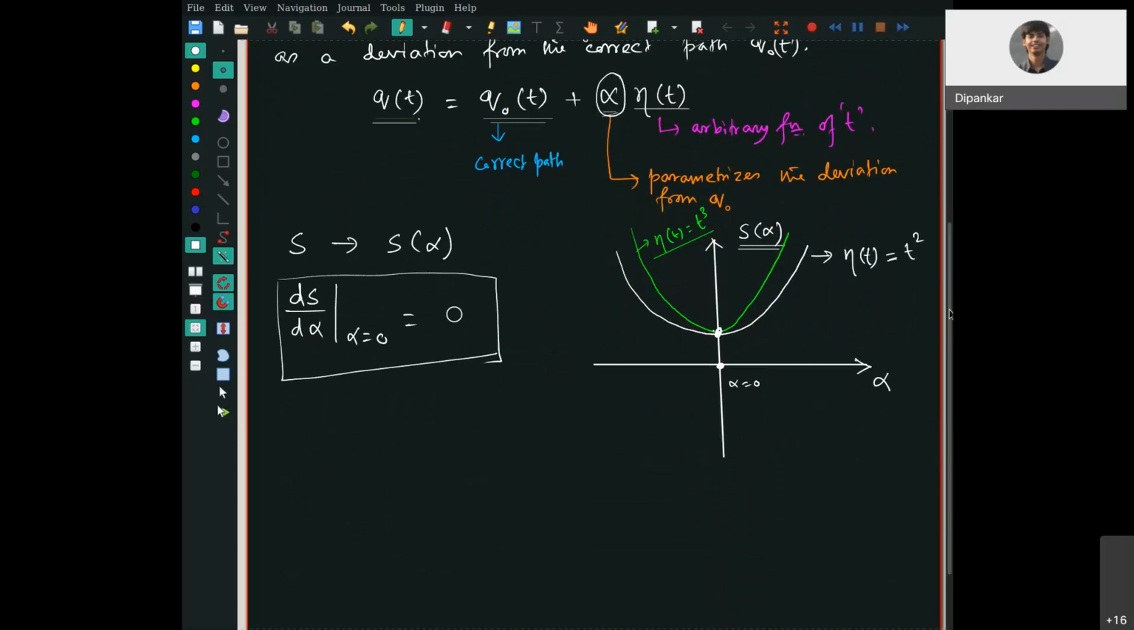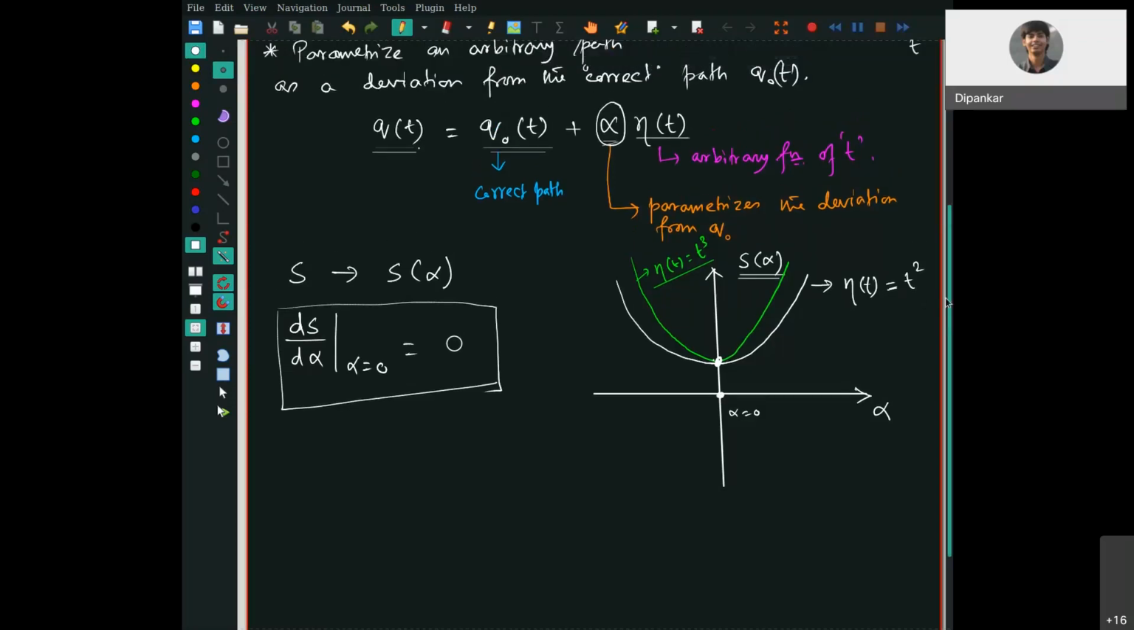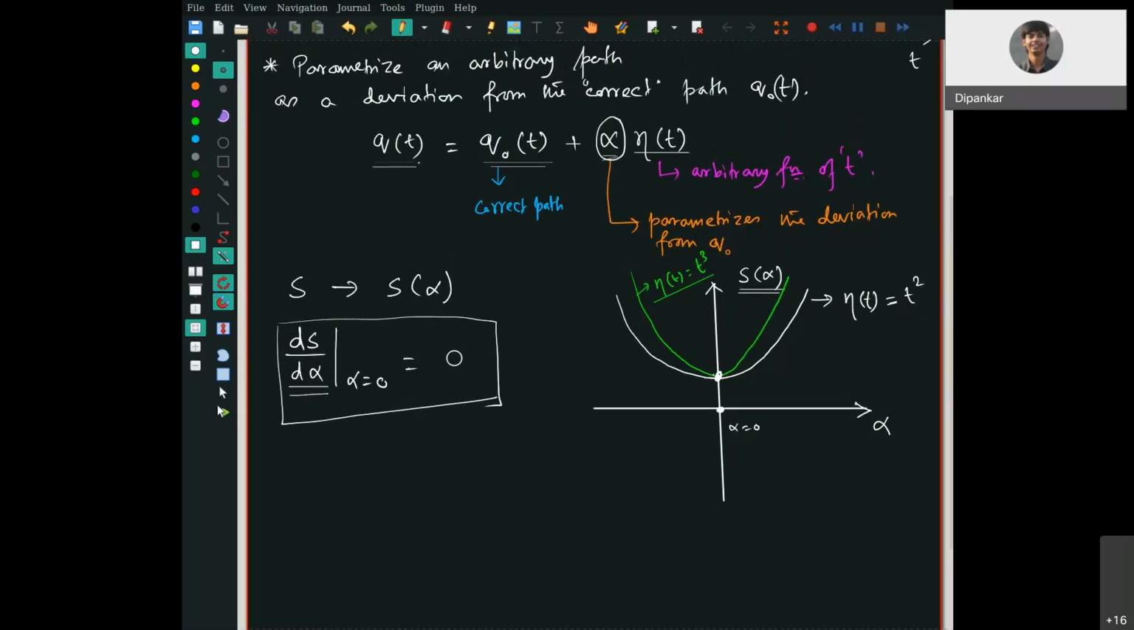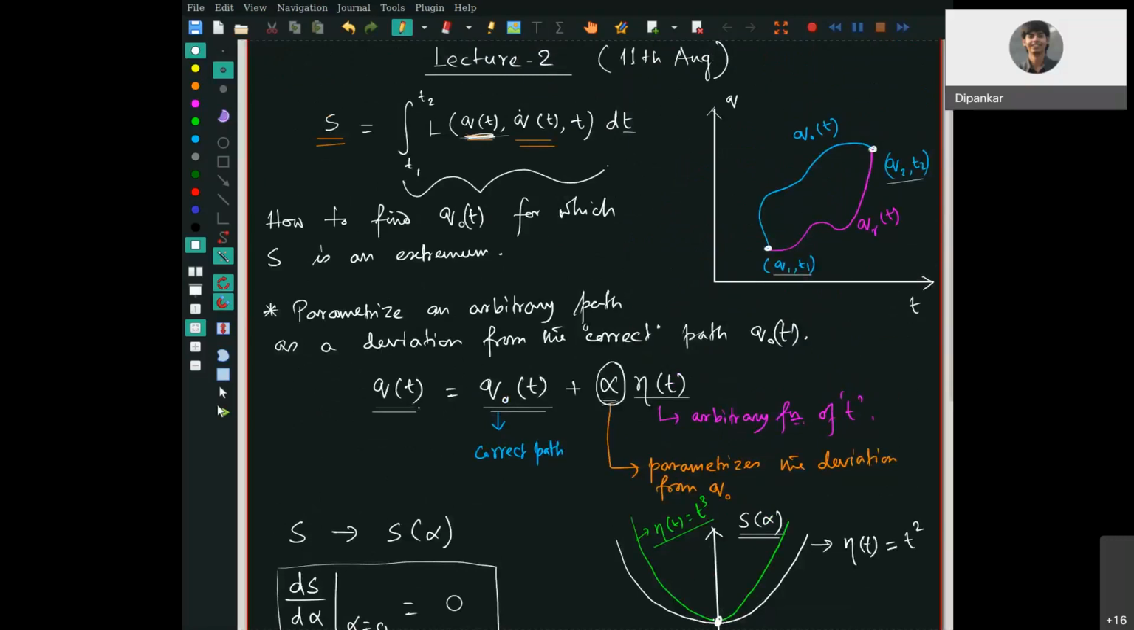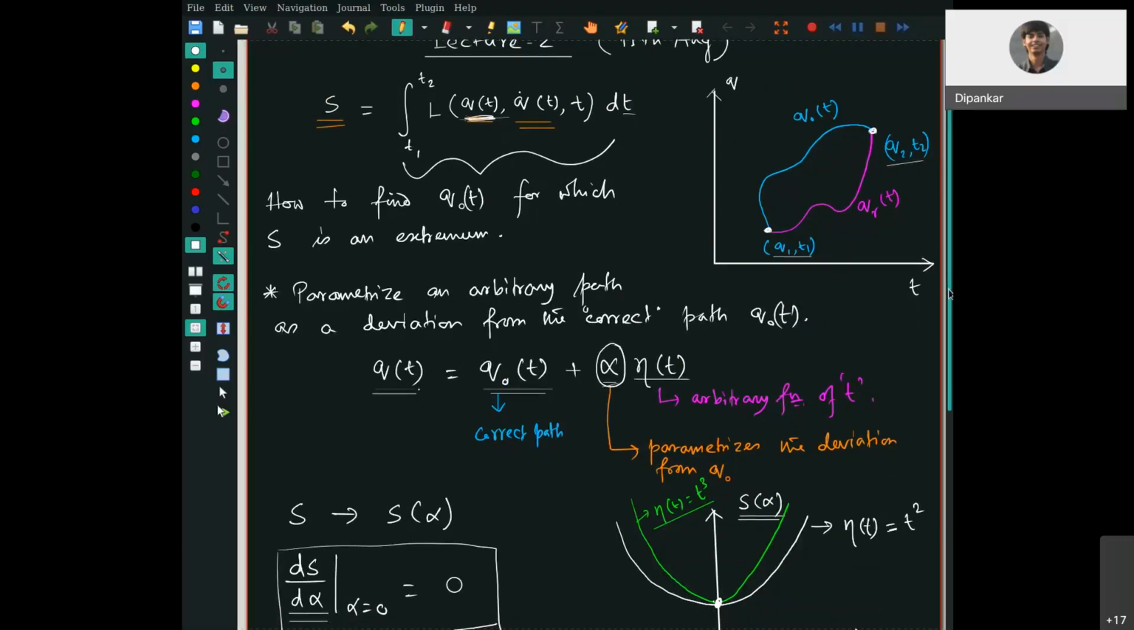Now, so then what does it mean to calculate dS/dα? Because, sorry, S is an integral of a function called L, and this L depends on t also. But remember, when I am taking the derivative with respect to alpha, then the t dependence has dropped out because I have already integrated over t. So after doing the integration, I am taking the differentiation. So that is one thing to keep in mind.